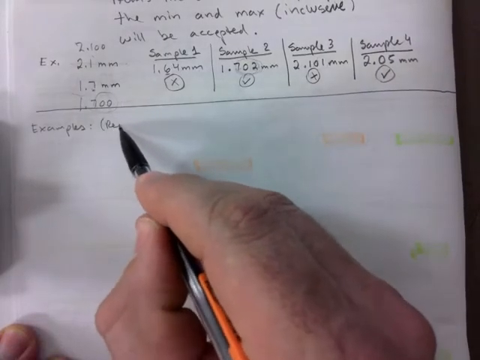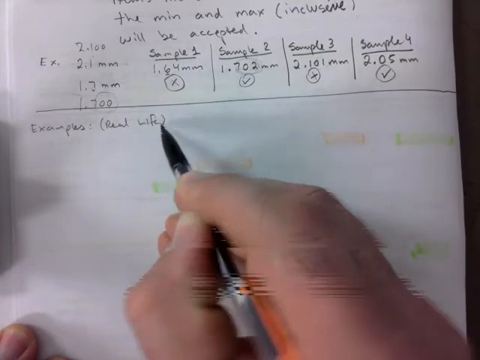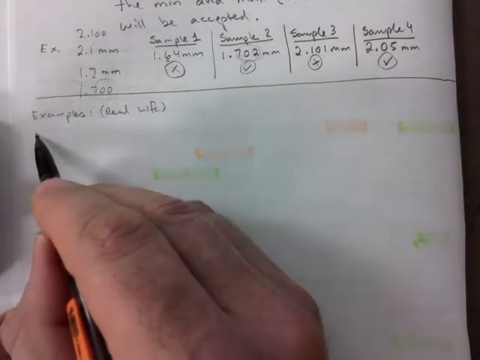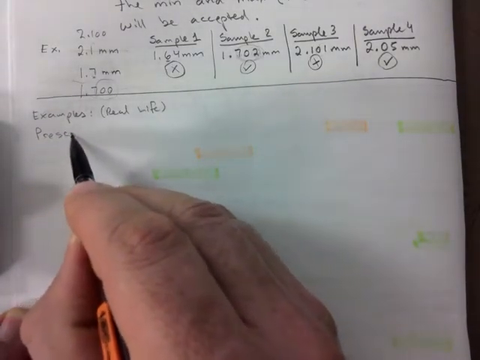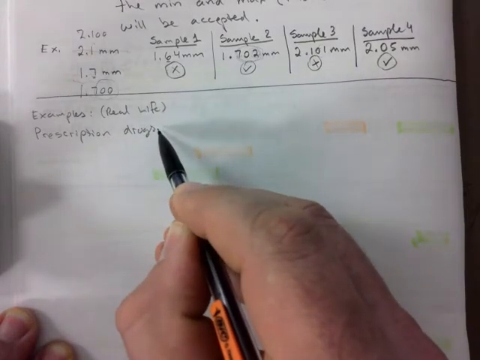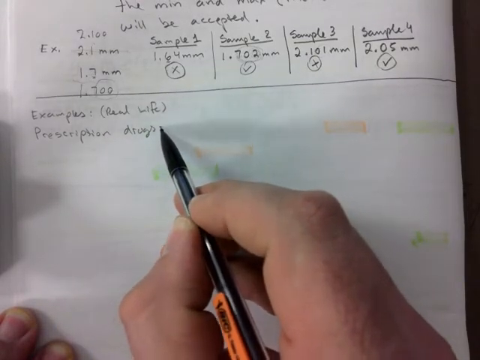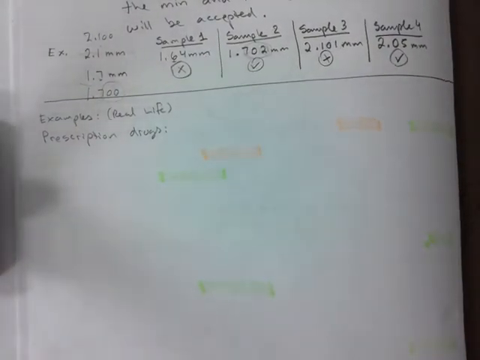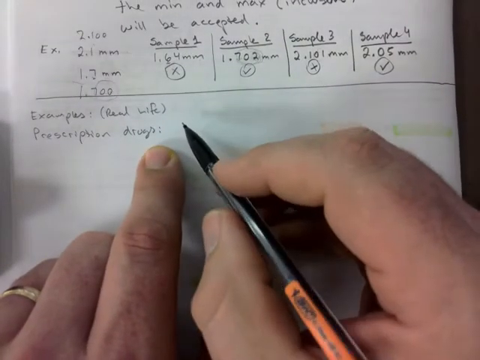Real life examples. You need to have a few. Prescription drugs. So when I ask you, hey, how would tolerance be used in this case when it comes to prescription drugs? You have to talk about what happens when it's too low and what happens when it's too high, right? I will say this.